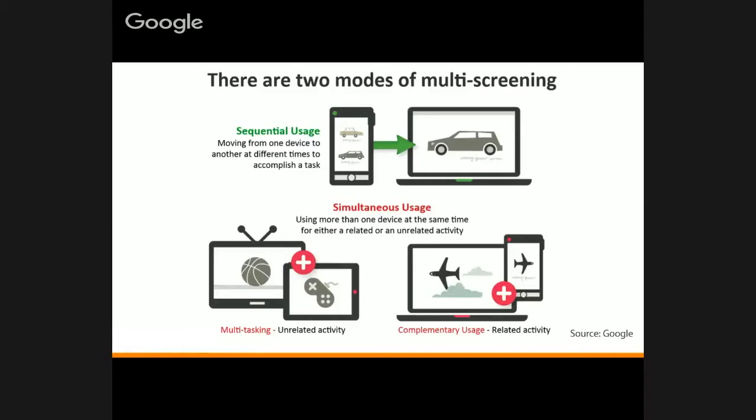Sequential usage, which is moving from one device to another at different times to accomplish a task. So in this example, researching what car you want to buy on a mobile device and then buying it on a laptop. And then the other one is simultaneous usage, which is using more than one device at the same time for either a related or, which is much more common, an unrelated activity. The best example I can give of this is at home watching the football while playing a computer game on your iPad.